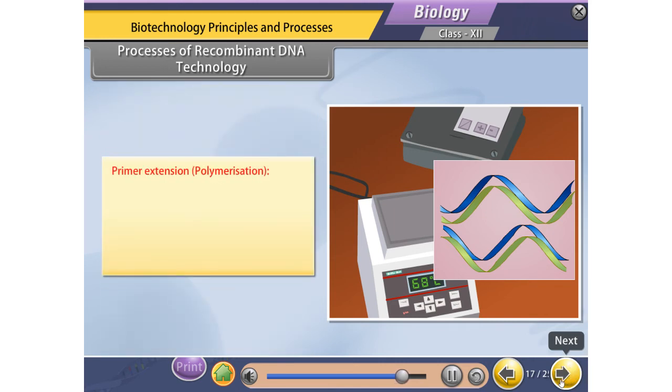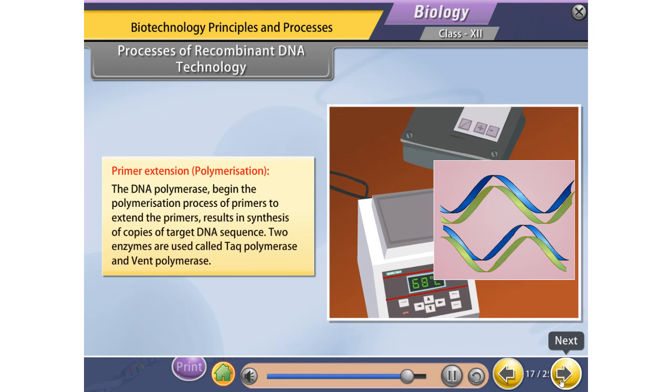Primer extension, polymerization. The DNA polymerase begins the polymerization process of primers to extend the primers, which results in synthesis of copies of target DNA sequence. Two enzymes are used, called Taq polymerase and Vent polymerase.